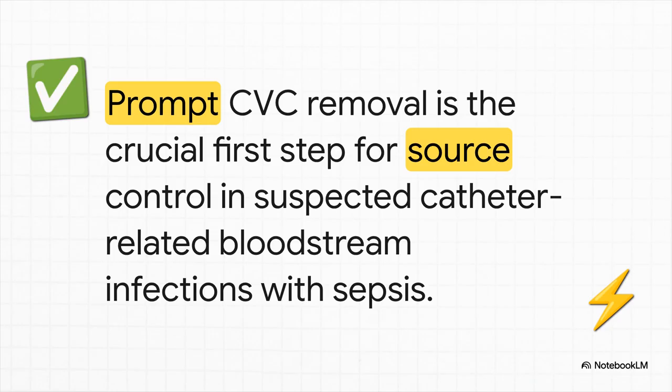Remove the CVC immediately. This brings us right back to that cornerstone principle. For a septic patient with a suspected line infection, source control is everything. It's the most critical first step you can take. Getting antibiotics started is also vital, but nothing is more important than getting that infected line out.